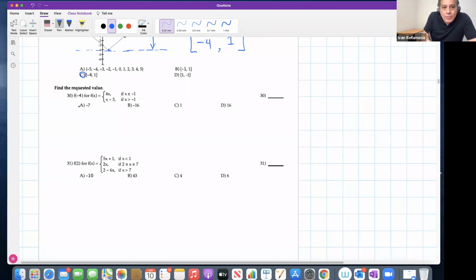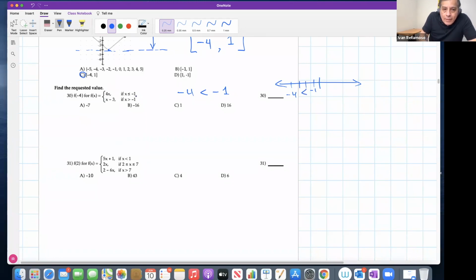They say compute f of -4. Notice, since -4 is less than -1, you can see that clearly on the number line. Look, 0, -1, -2, -3, -4. Negative 4 is on the left of -1, so that's why it's less.